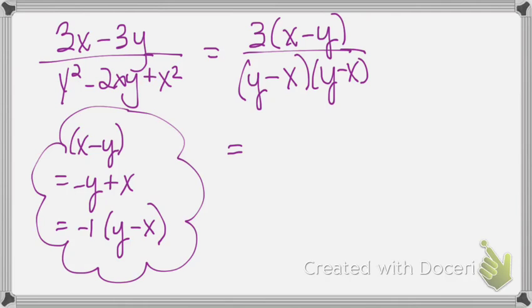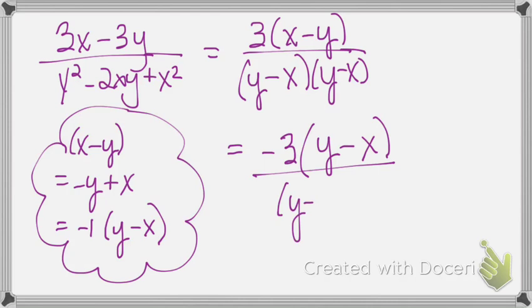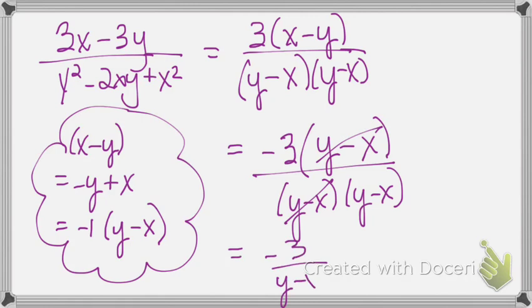So negative 1 times 3 is negative 3 times y minus x over y minus x times y minus x. Those simplify, and I get negative 3 over y minus x. And my exclusion is y can never equal x, because then your denominator will equal 0.